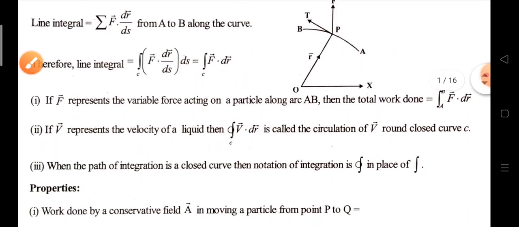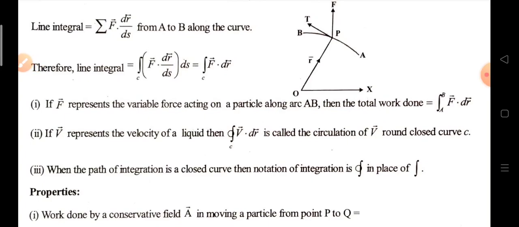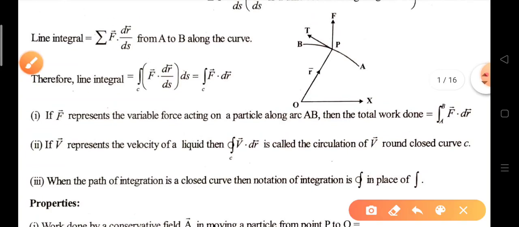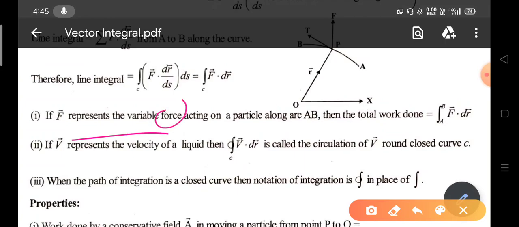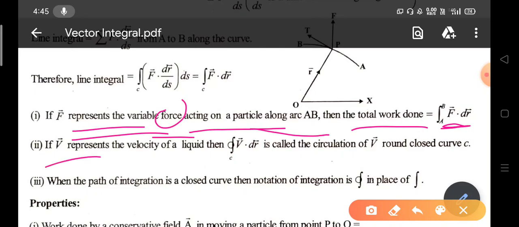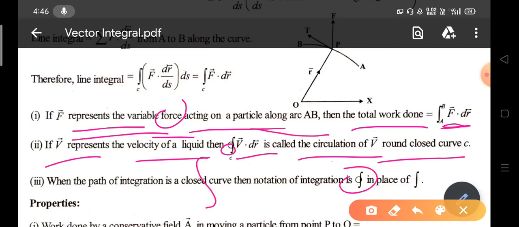So in physics, what is the meaning of this line integration? Suppose f represents the variable force. The force can be mechanical, electrical, or magnetic force. Suppose f represents the variable force acting on a particle along AB. Then the total work done by that force is the integration from a to b of f dot dr. Suppose v represents the velocity of a liquid, then the closed integral over C of v dot dr is called the circulation of v round the closed curve C, where closed integral means this is a closed curve.